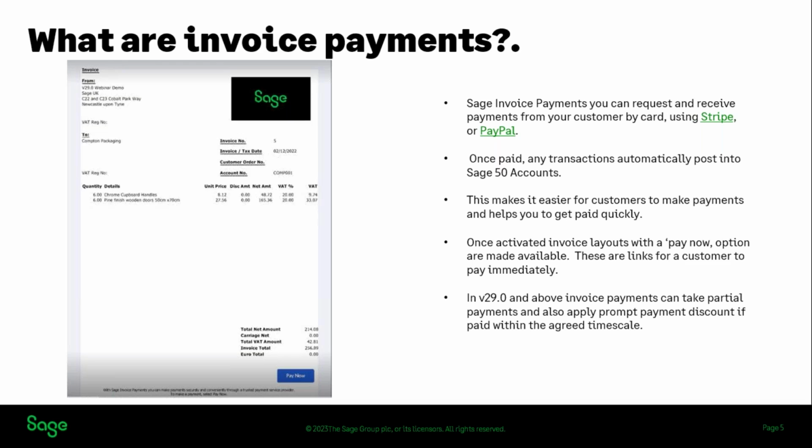So to use invoice payments, you do need to be on a subscription version of Sage 50 accounts, and you have to be on a plan with us. But there isn't any additional charge for this. All of the charges will come from PayPal or Stripe. So we're not going to be talking about the charges today because they are not governed by us. If you do have any questions about that, I do need to point you back to your provider so they can discuss any charges. But there's nothing added from Sage's point of view.